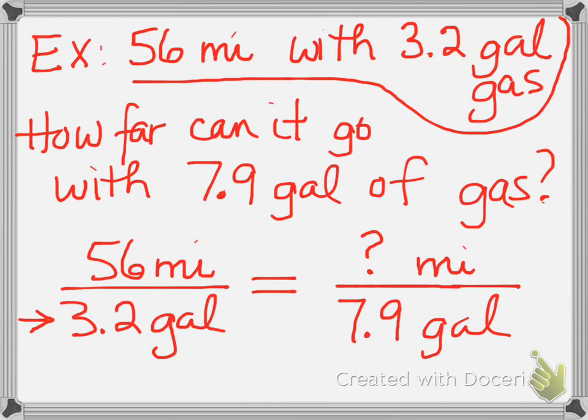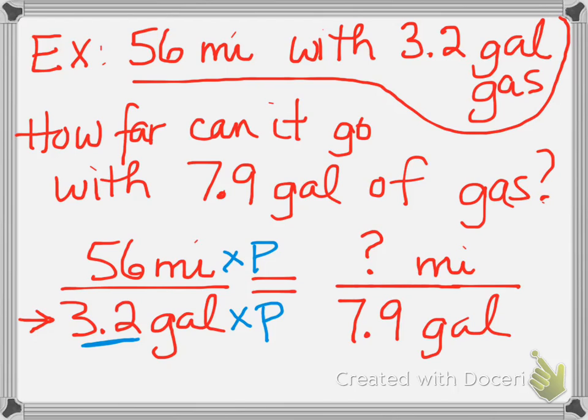Alright, so how do we solve this? Well, we're going to ask ourselves, what do I need to multiply 3.2 by to get 7.9? I'll call that a P. And then that same number we're going to multiply on the top, and 56 times that number will give us the number of miles.